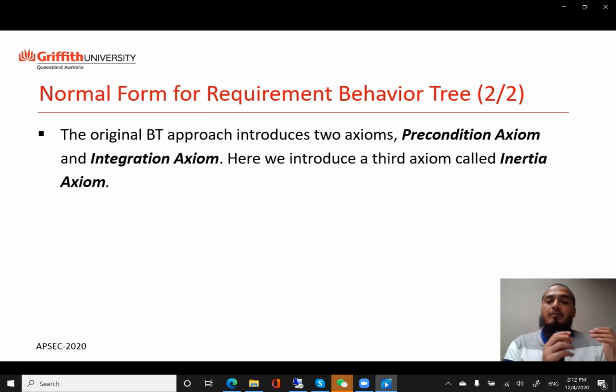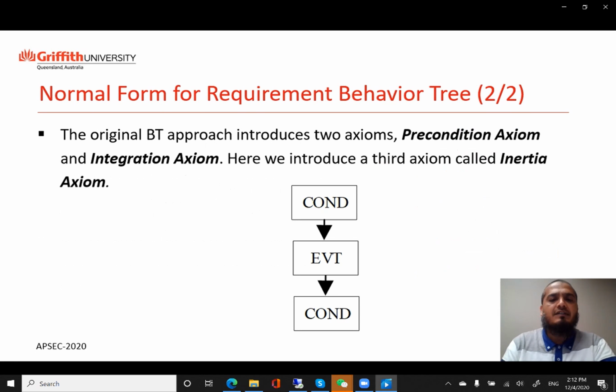In the existing research on behavior trees, we have two axioms: a precondition axiom and an integration axiom. I will not discuss them in detail, as they can be found in the literature. Here we have introduced the third axiom, which is the inertia axiom. So what is the inertia axiom? In the inertia axiom, we say that the system should be in a state before applying the event, and when the event is applied, the system should go to another state.